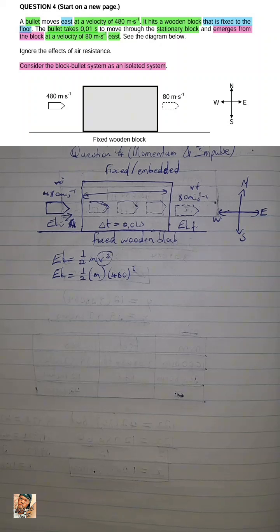And they're saying, consider the block-bullet system as an isolated system. What is an isolated system? Remember that we have 3 types of system. Now this is a lesson. This is not just me answering the question. This is me also giving you the lesson. So you're very, very lucky. Consider yourself fortunate. So we have 3 types of systems.